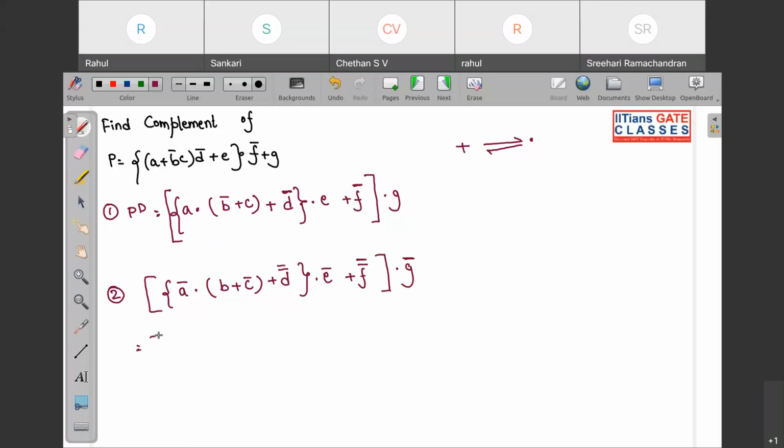So the next step will be: A complement dot (B plus C complement plus D dot E complement plus F dot G complement).